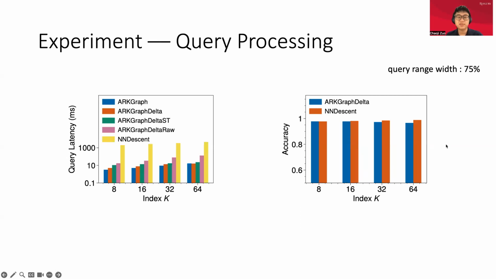And for the query processing, we can see that with our arc graph, we can answer the query within just 1 second, and our method is 1,000 times faster than the original NDSet. What's more, we can keep a high accuracy for the arc graph structure. We can see that with our methods, we can reach a recall larger than 0.95.